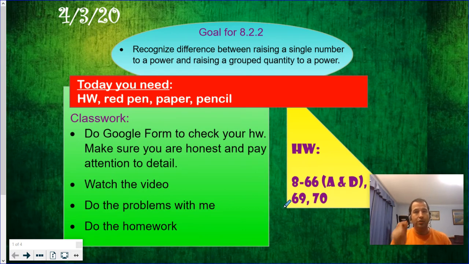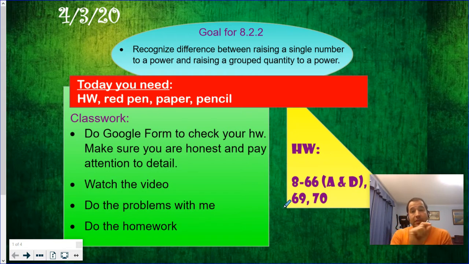I need you to use your red pen and check your homework. Mark what you did wrong, find out what you got wrong. Try to really focus on your errors and fix them. If you got it right, awesome. That means you know what you're doing and you're following along okay. But you're gonna check your homework.